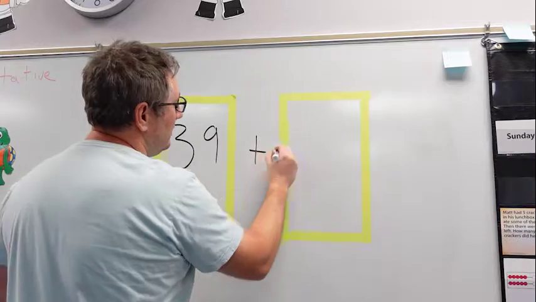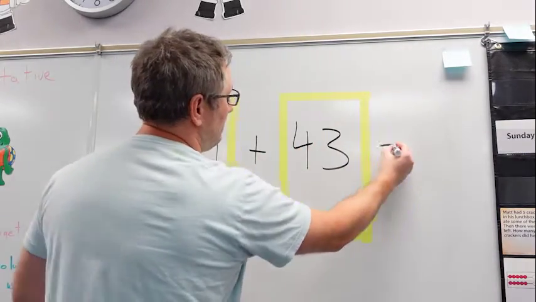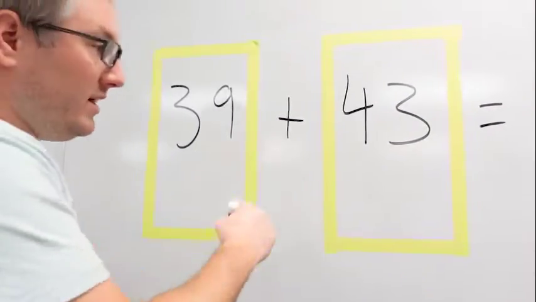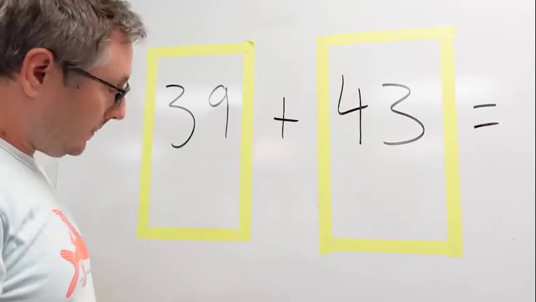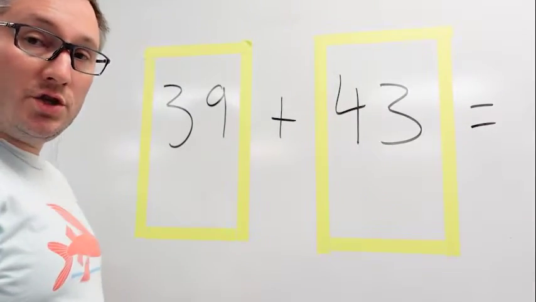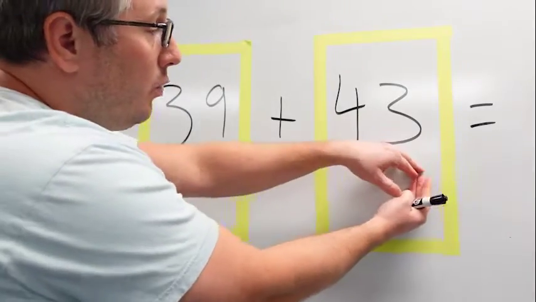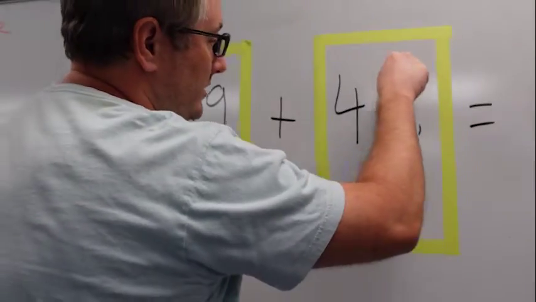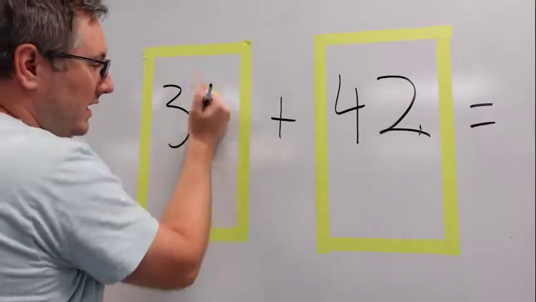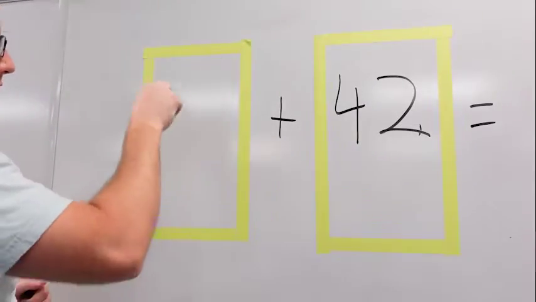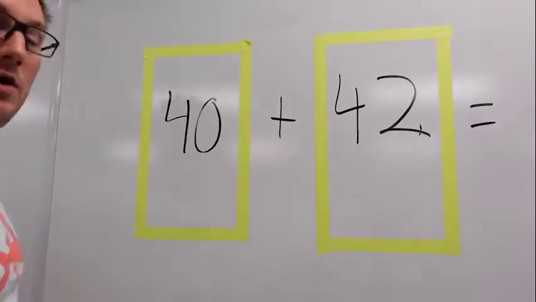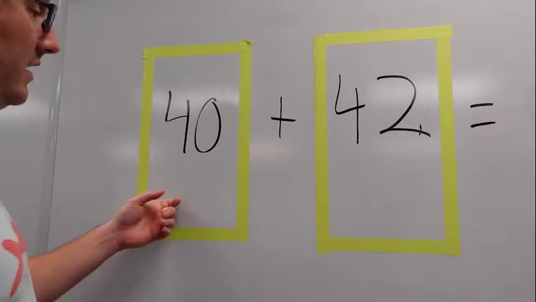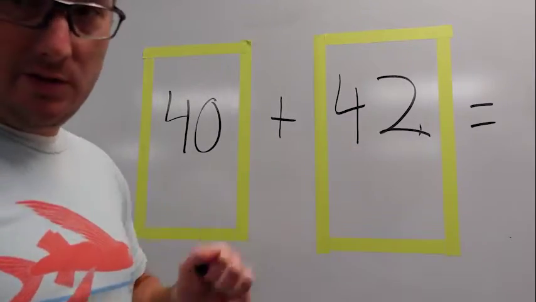39 plus 43. It may seem like a tough problem. 3 10s, 9 1s, plus 4 10s, 3 1s. But we can use compensation. Just like the rekenrek, we can slide one 1 from this side, 42, and put it over on this side, 40. We also made a 10. That makes it a much easier problem to solve. 40 plus 42 equals 82, and that's easy.